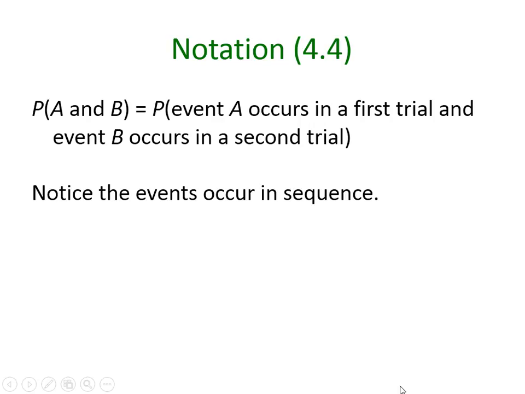The notation we're looking for then is that the probability that A and B occurs is the probability that event A occurs in your first trial and event B occurs in your second trial. The sequence is important in here. So one is happening and followed by the other one happening. This might be the probability that you find people and the next three people you talk to all live in Trenton. So the probability the first one lives in Trenton, and the second one lives in Trenton, and the third one lives in Trenton would be one of the types of things you're looking for.